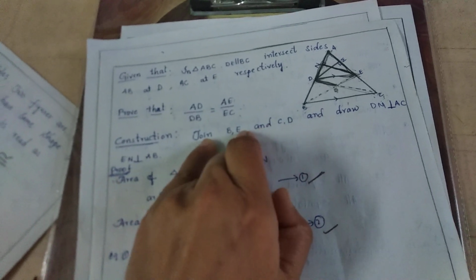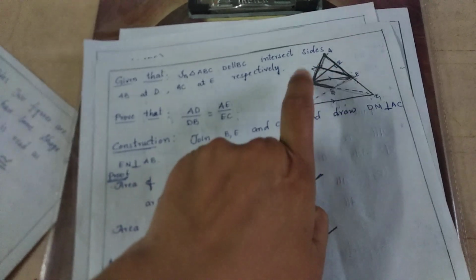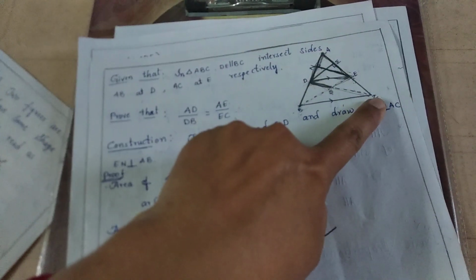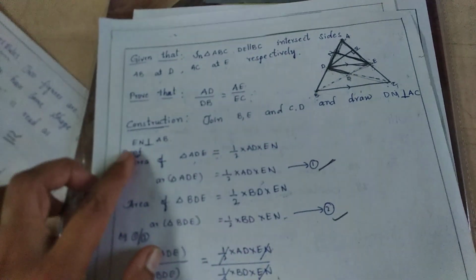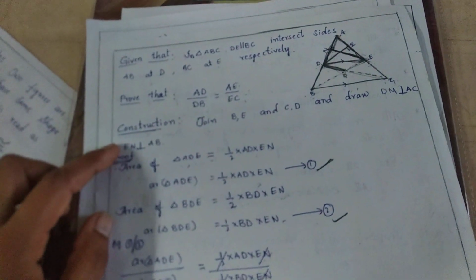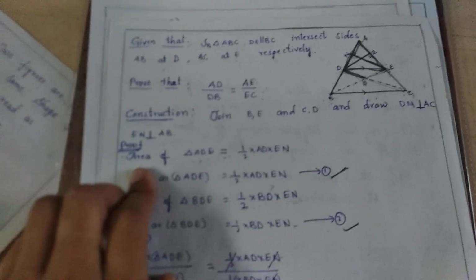Construction: join B to E and C to D, and draw DM perpendicular to AC, EN perpendicular to AB. Then you write the construction. Okay, construction. Next one is the proof.